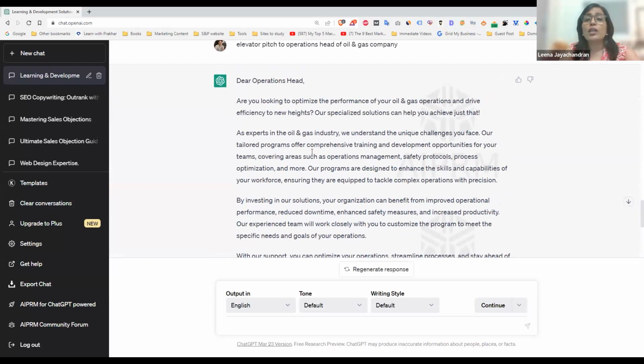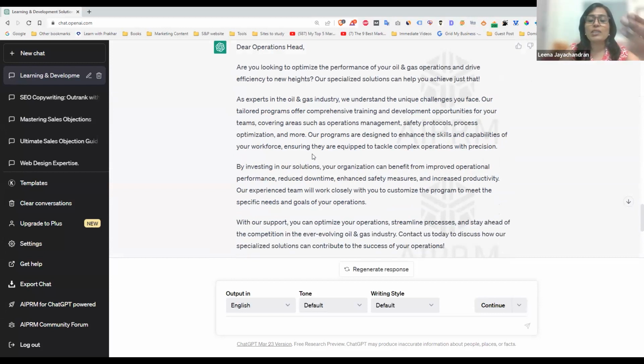We can also mention here what the unique challenges are that the client or the persona you are selecting is facing. So this is giving you generic information. That's why we say that it helps you think through to create the elevator pitch. So the platform optimizes your time, and it helps you think through.